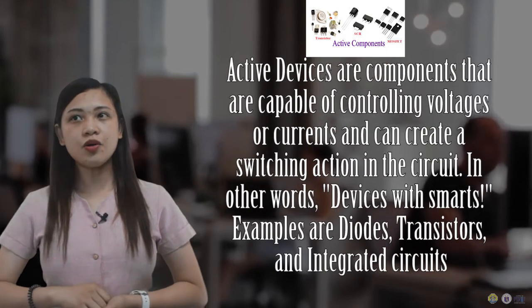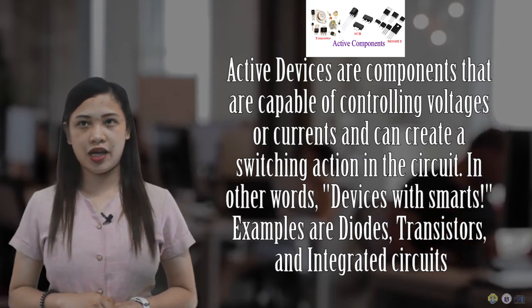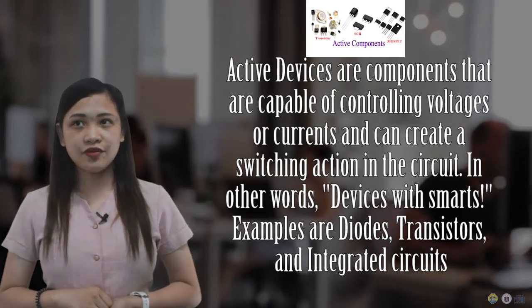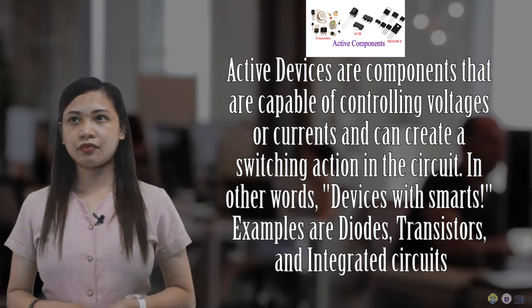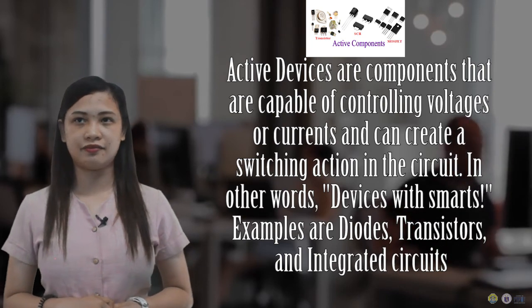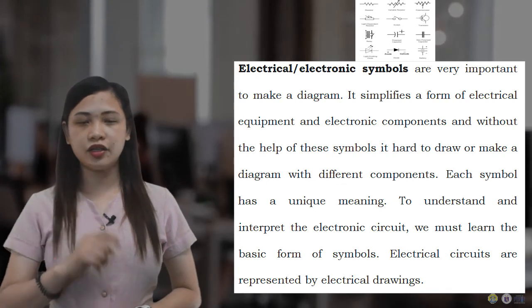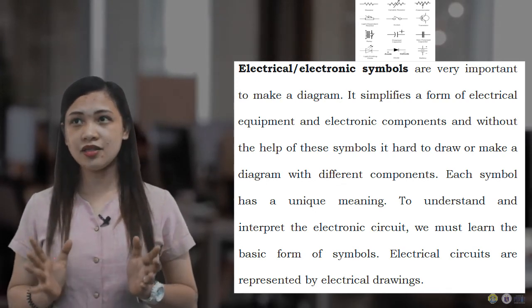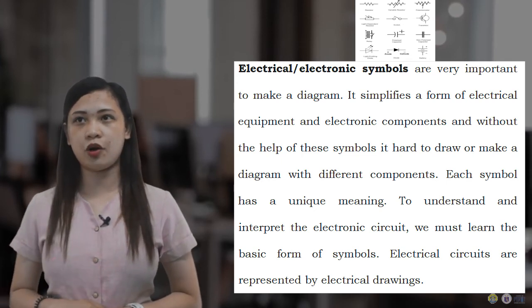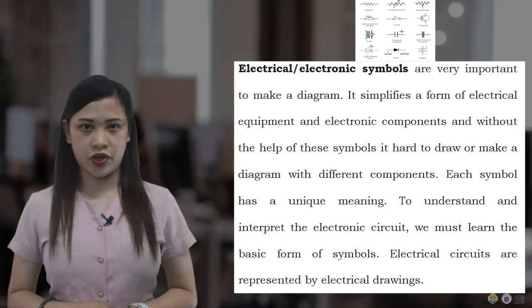Active devices are components that are capable of controlling voltages or currents and can create a switching action in the circuit. In other words, devices with smarts. Examples are diodes, transistors, and integrated circuits. Next, electrical or electronic symbols are very important in making a diagram. They simplify the form of electrical equipment and electronic components, and without the help of these symbols, it is hard to draw or make a diagram with different components.